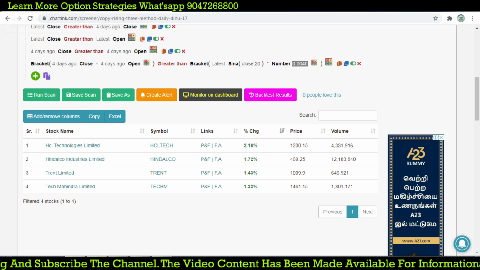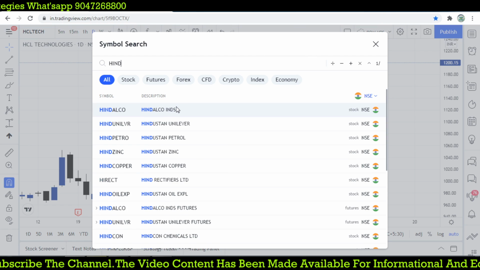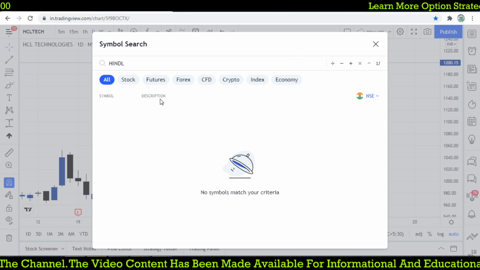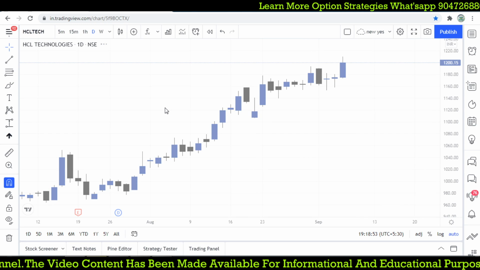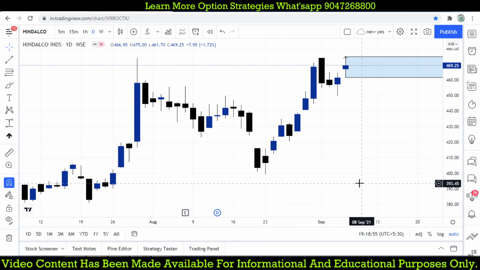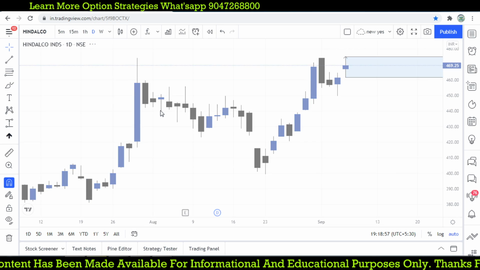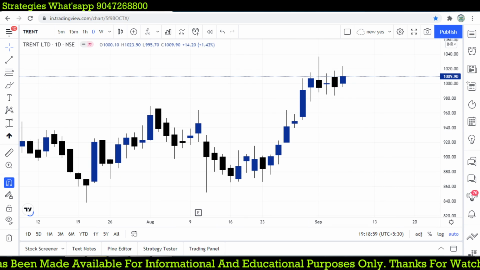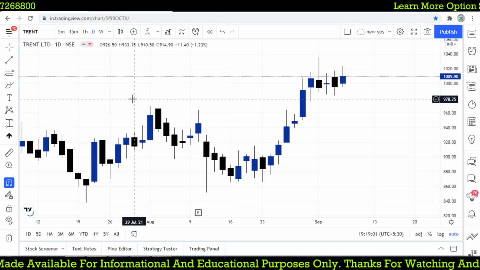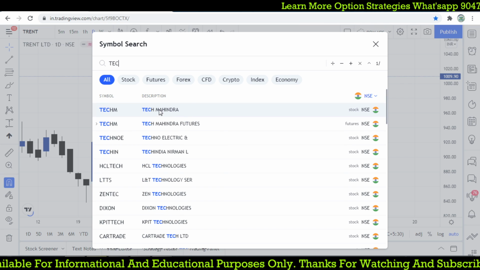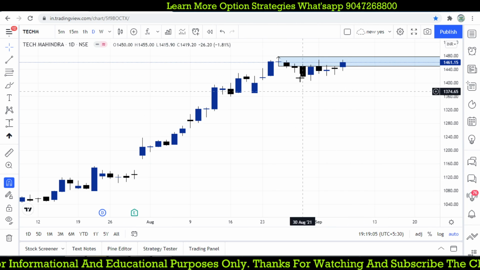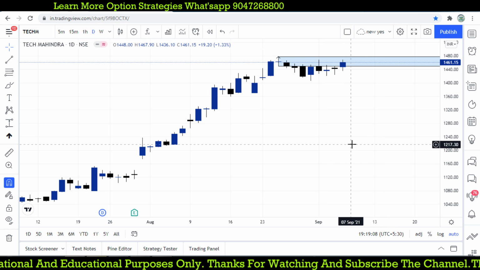So now I am avoiding Hindalco and Trent. Let's go for Hindalco Industries. Not good. Trent. Not good. Tech Mahindra, I think it forms like that, and also a green candle, it is not good.